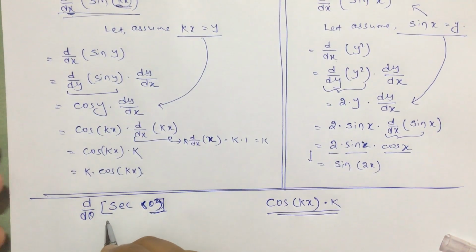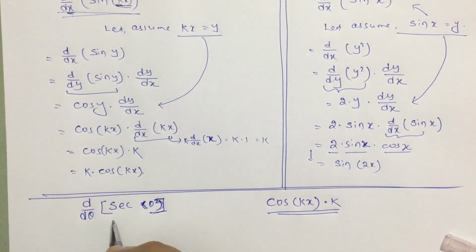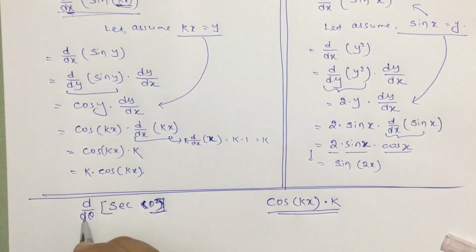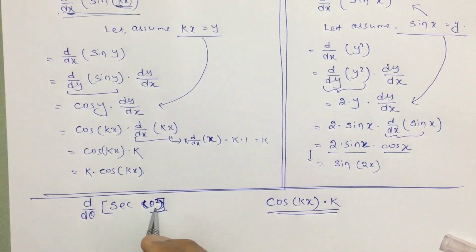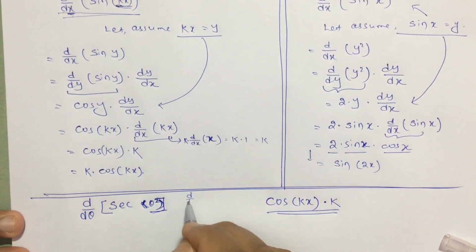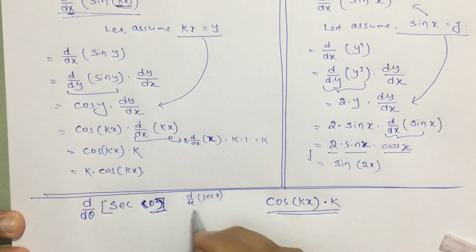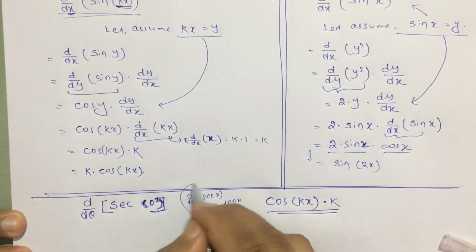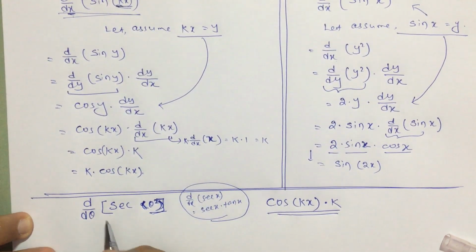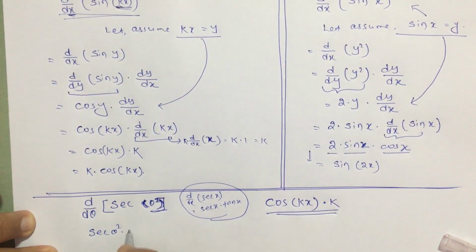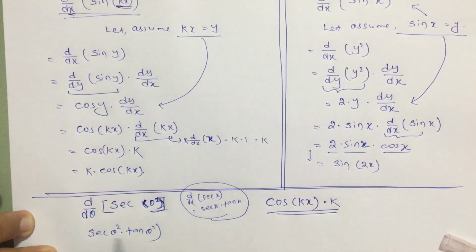Let us solve another question using this shortcut. d by d theta of sec theta square. In that case, what I have told you is to assume it as d by dy of sec y, or assume it as d by d theta square of sec theta square. Which formula do you have to use? d by dx of sec x. What was the answer? It was sec x into tan x. These are the basic formulas. So here if you write that, what will be the answer? It will be sec theta square into tan theta square.